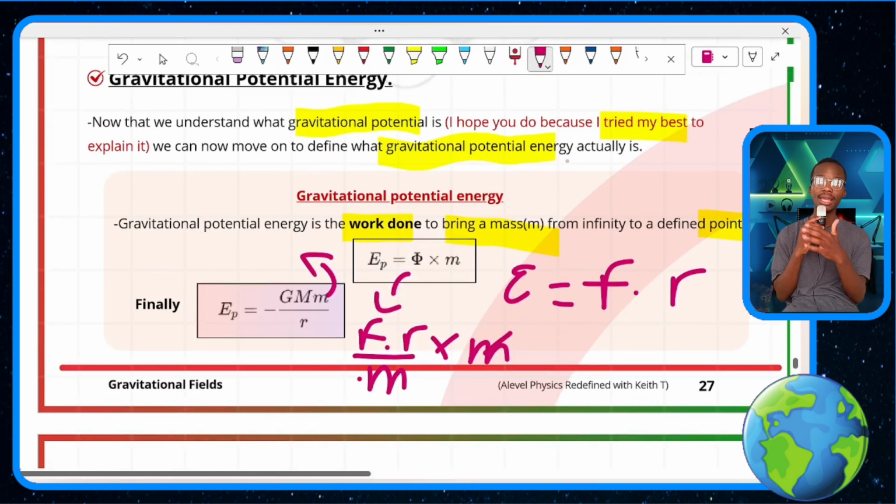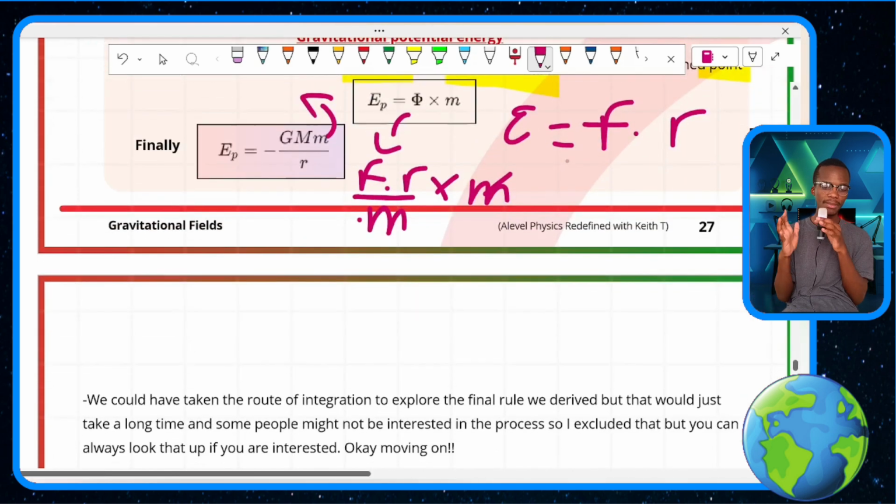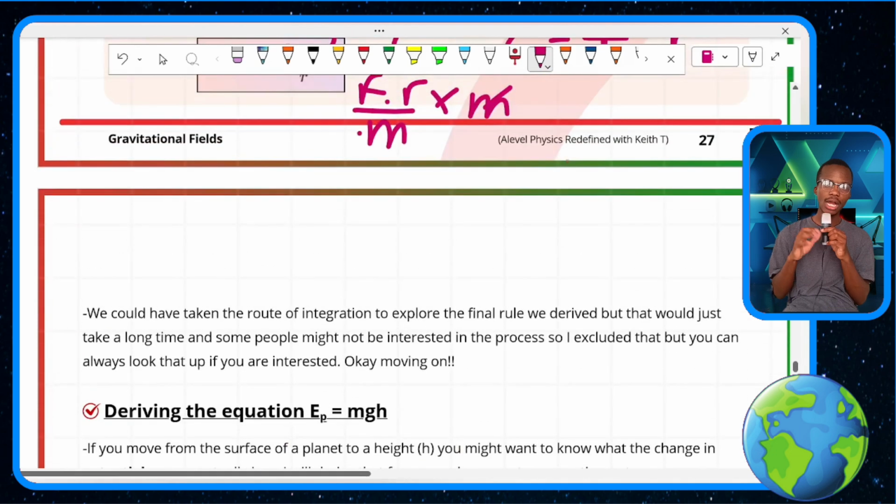Questions can ask you, hey, explain or state that equation in terms of phi and m, right? So EP is equal to phi m. Sometimes the negative is included if phi is given as a positive quantity, so EP can actually be negative phi m in that regard. So now we understand what gravitational potential is and what gravitational potential energy is.